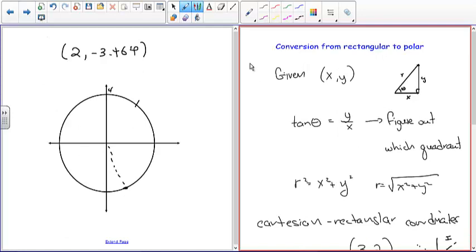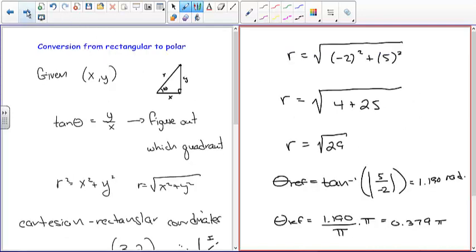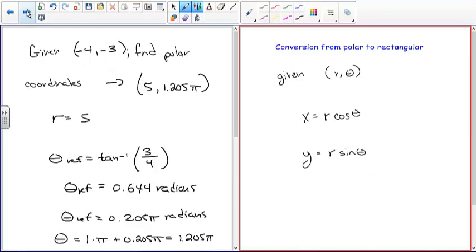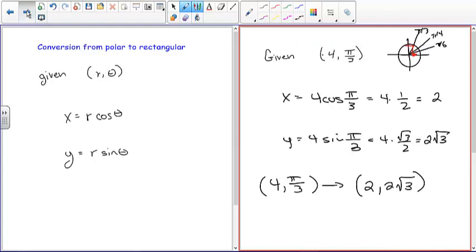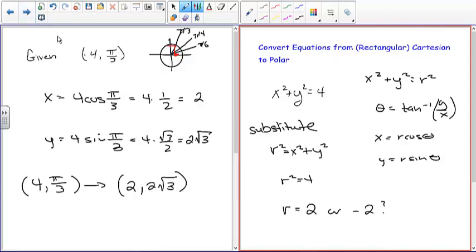Now, let's see if I just did that, something like that. Just did that too, so let's skip that over. Okay, so the next one is how do you convert from an equation that's in rectangular coordinates to polar coordinates.